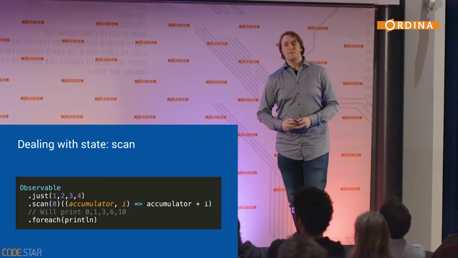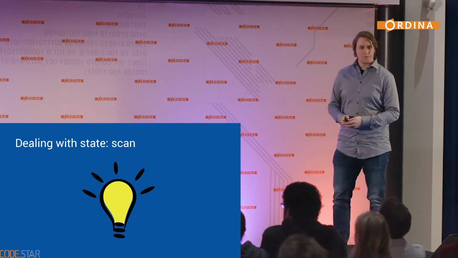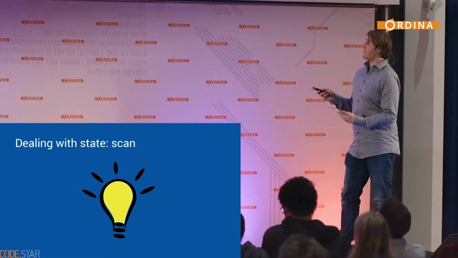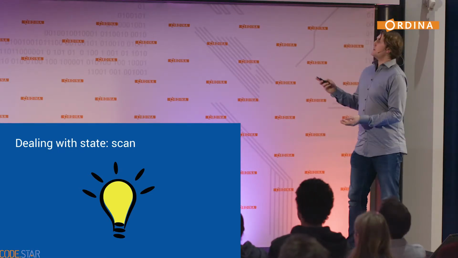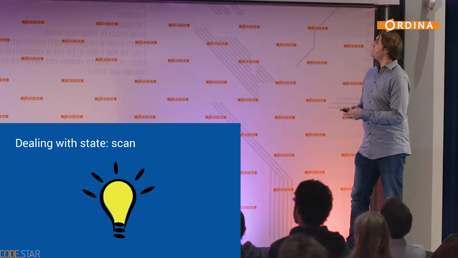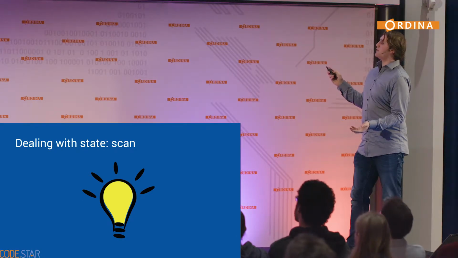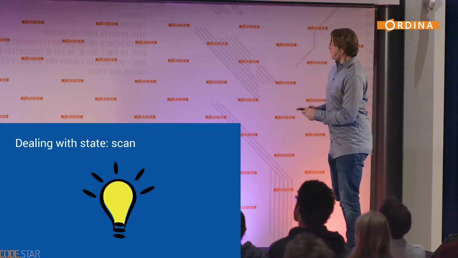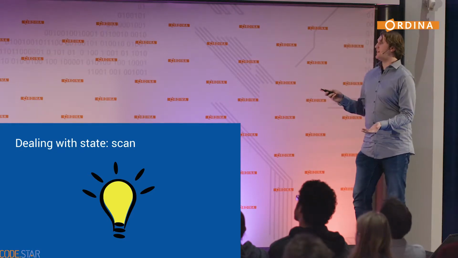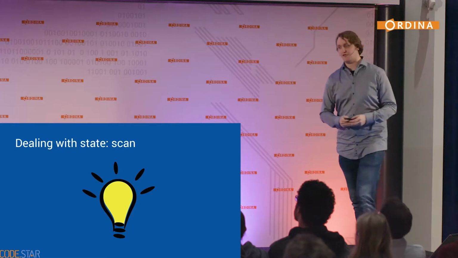So how does it look? Well, if we have an observable which emits 1, 2, 3, and 4, we scan over it starting at 0. We get our current state, which will be 0 initially, and the next input, which will be 1, and then 2 and 3, etc. Then we create a new state, which is the accumulator plus our next integer. So if you subscribe to that, it will print 0, 1, 3, 6, 10, because you just sum the integers.